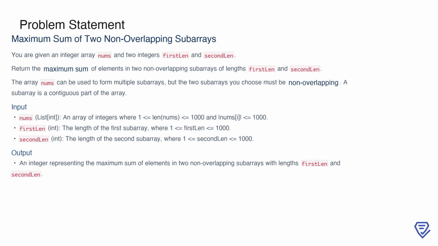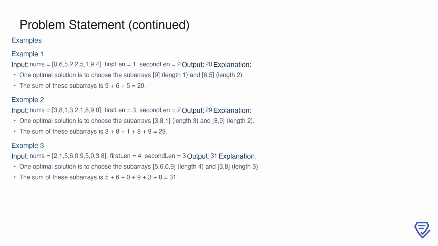The array nums can contain both positive and negative numbers, and its size can range from 1 to 1000. Similarly, the lengths of the subarrays, firstLen and secondLen, are both guaranteed to be at least 1 and at most 1000. The result you return should be a single integer, representing the maximum possible sum of the two non-overlapping subarrays of the specified lengths. Let's look at a few examples to understand this better.